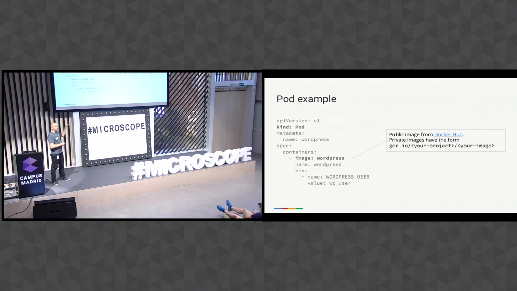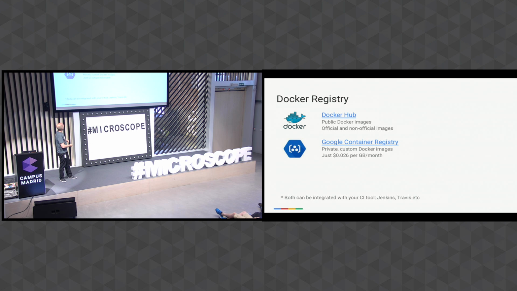Images with that name are stored on your own Google Container Registry, which is a free service that you have with your Google Cloud project. So when we are talking about containers, for those that are not familiar with that, we could be talking about Docker Hub. There are many different repositories for containers, but these are two of the most common ones if you are working with Google Cloud.